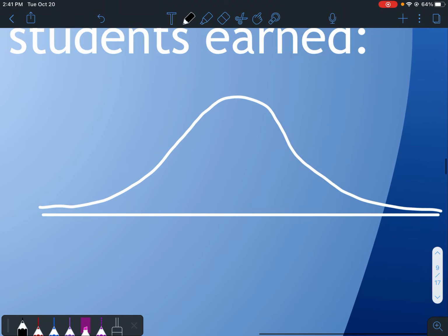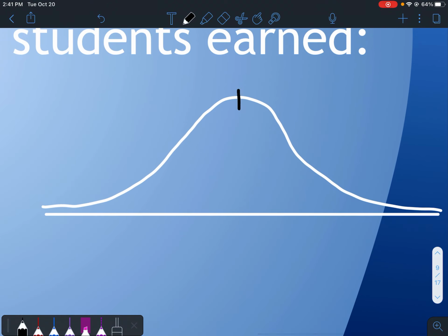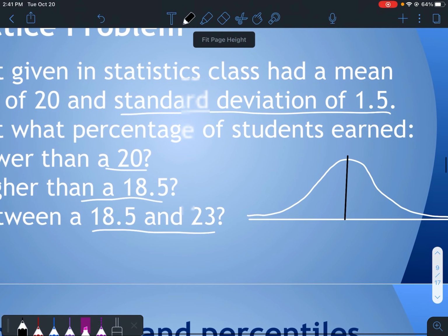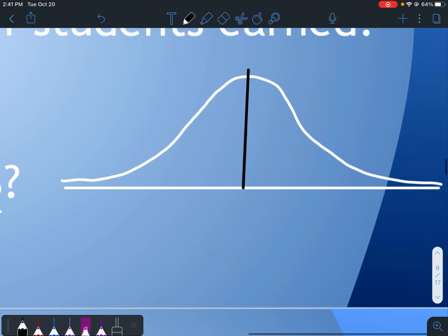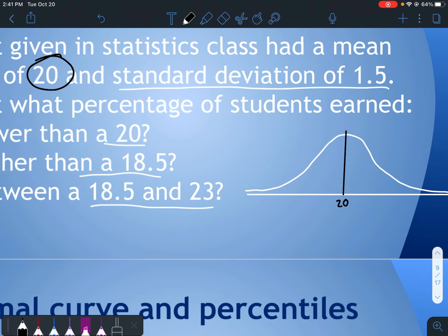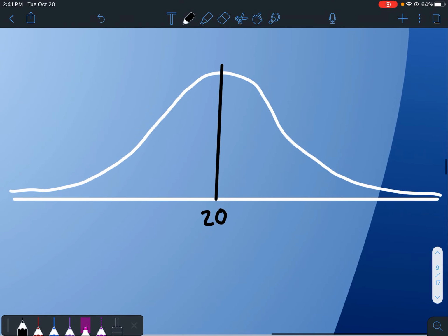But what you're looking at here is a normal curve. So this is our approximation. Now our mean in this situation is going to be, what does it say? It says our mean is 20. So we know that this is going to be 20, so go to the peak. That's a 20. Now, how do you find your standard deviations?